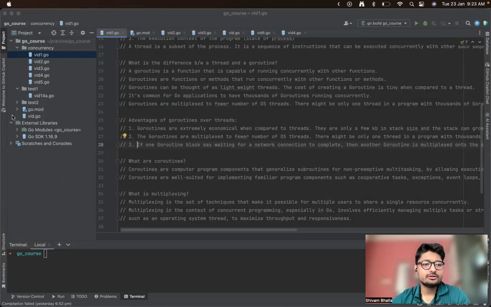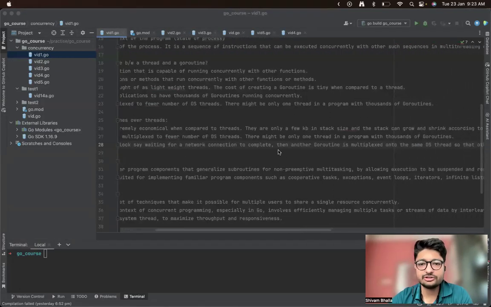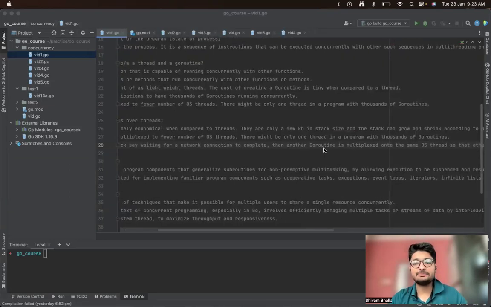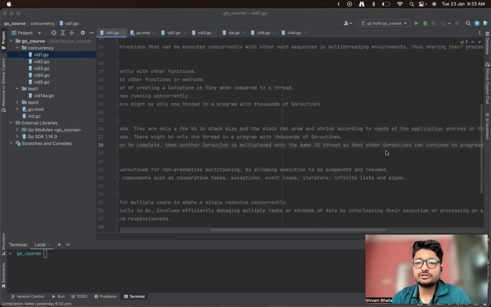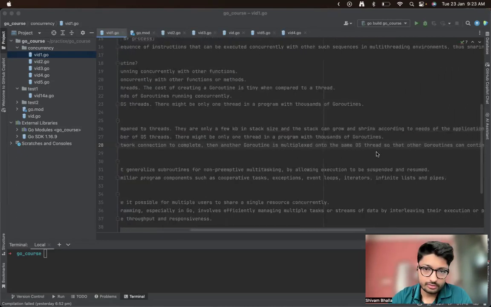Let's talk about the same line again. If one goroutine blocks waiting for a network connection to complete, then the other goroutine is multiplexed. Multiplexed means it is now given more priority and chance on the same OS thread, so that the other goroutines can continue to progress.